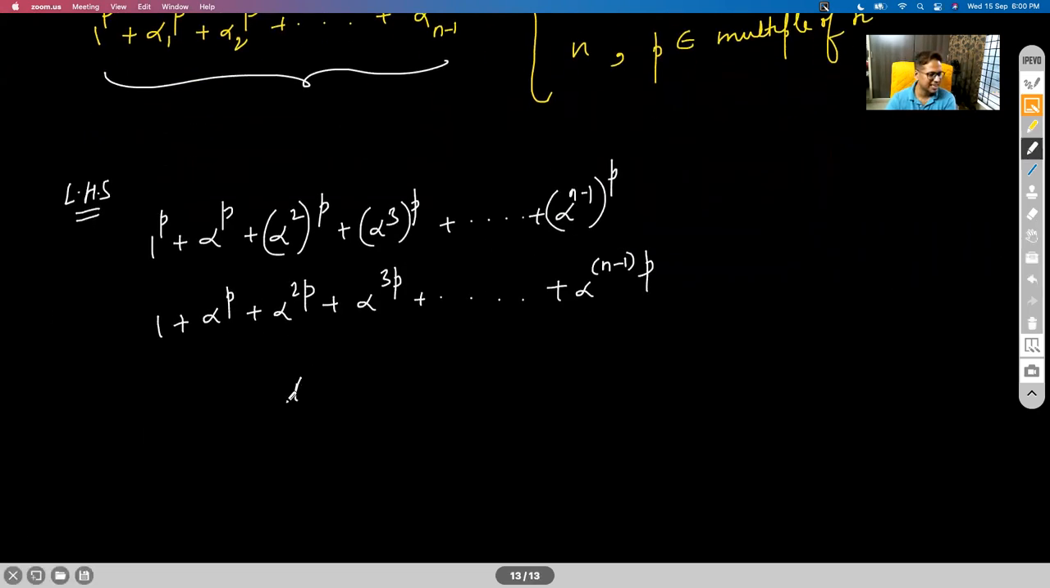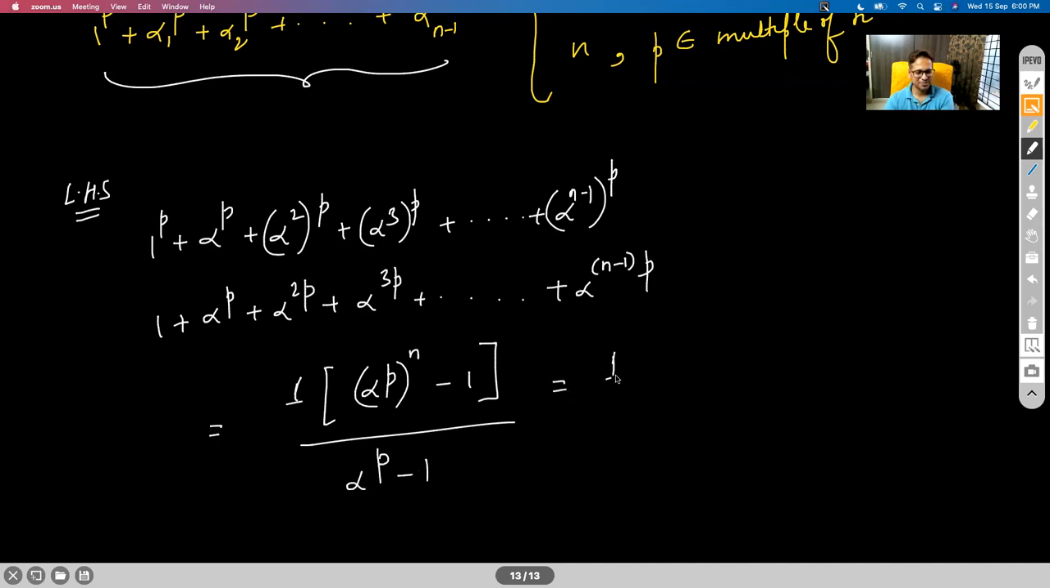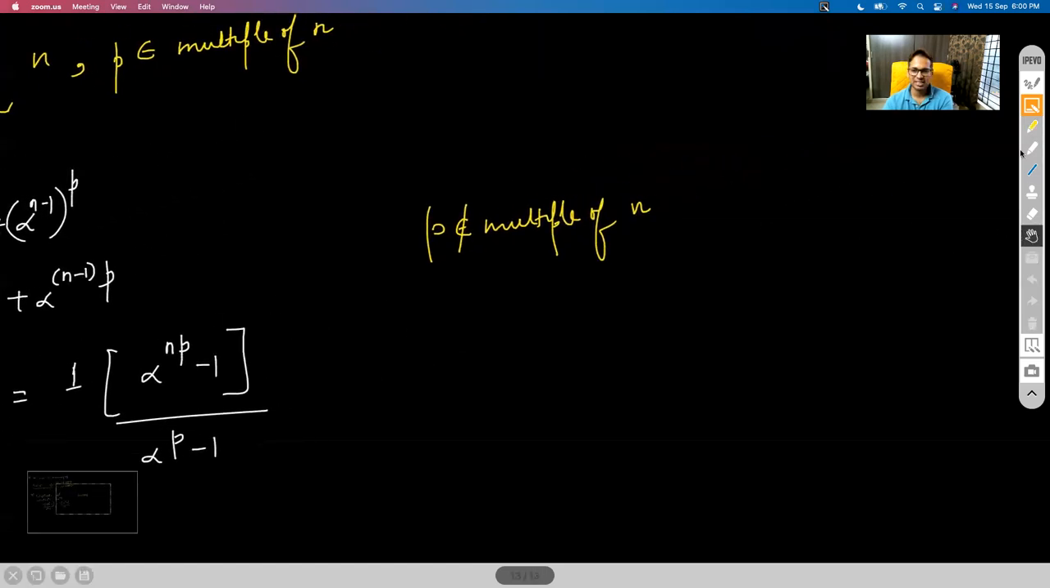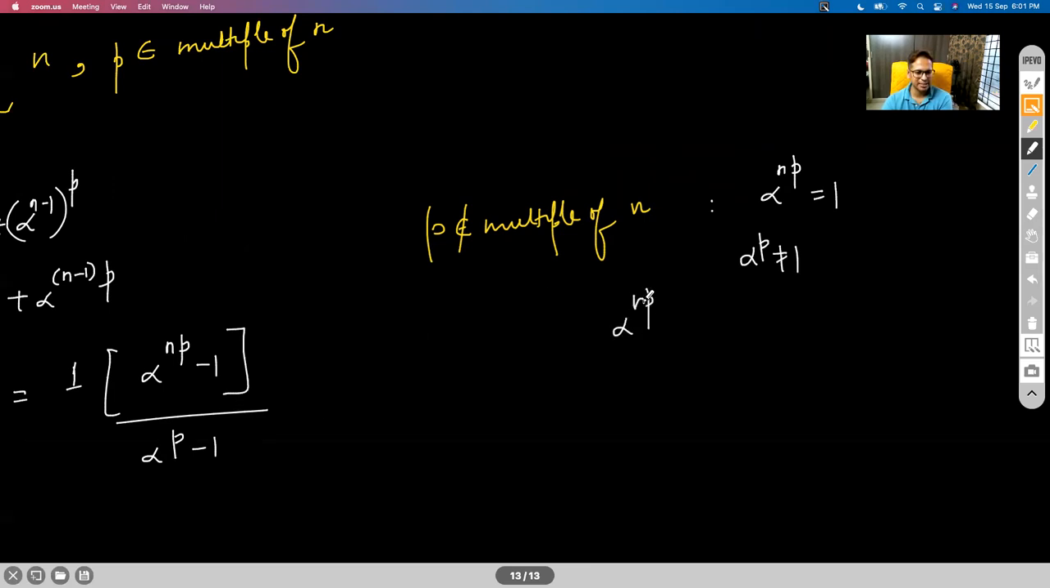Now you already know it's a geometric progression. What is the sum of a geometric progression? a times r to the power n minus 1 over r minus 1, where alpha to the power p is your common ratio. So this becomes alpha to the power np minus 1 by alpha to the power p minus 1. Now remember here, if p is not a multiple of n, then the denominator will be non-zero, but in the numerator, alpha to the power np will still be a 1, while alpha to the power p will not be a 1. So the entire sum becomes 1 minus 1 over a non-zero term, and that will be a 0.